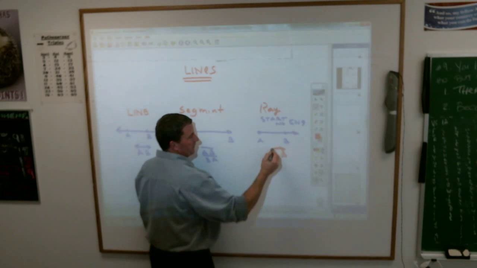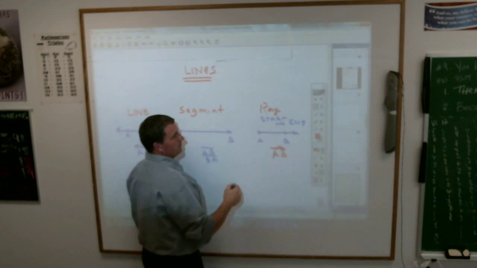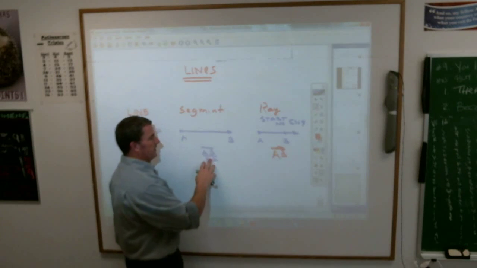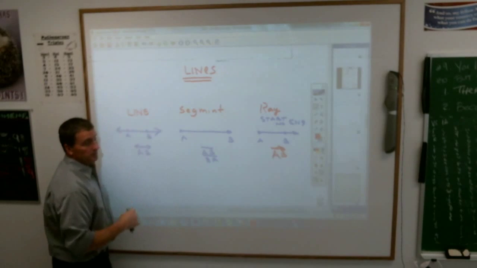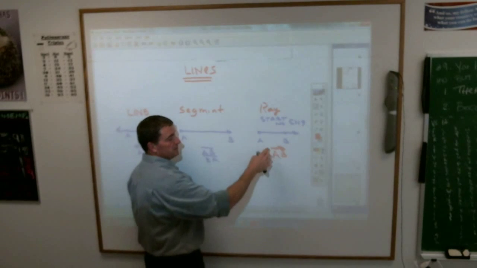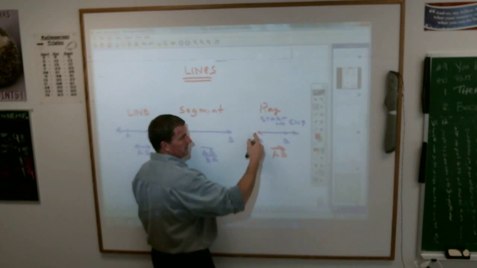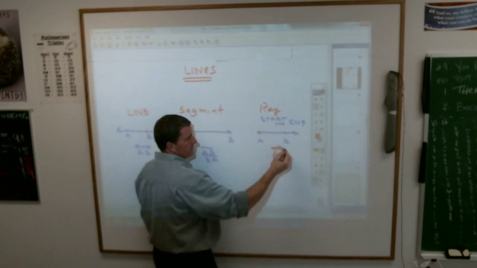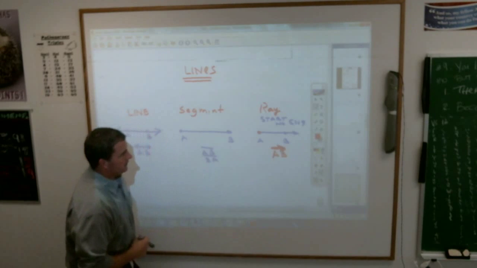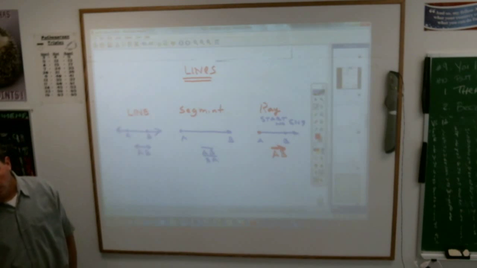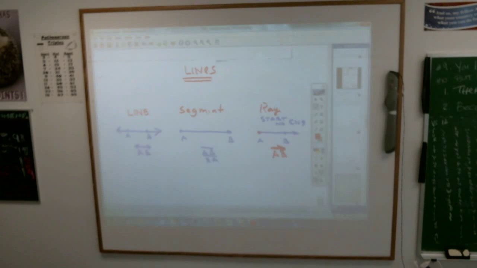Now, with rays, they have to be in the right order. Lines and segments, you can flip-flop the letters, but when it comes to rays, the starting point has to be the first letter. A comes first because it starts at A and keeps going towards B. So just make sure that you have that. We've done this numerous times.